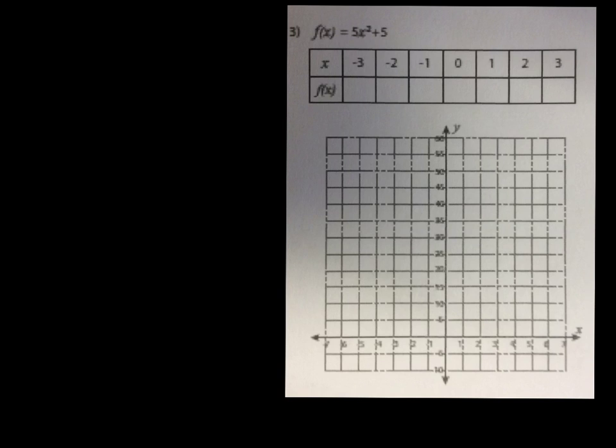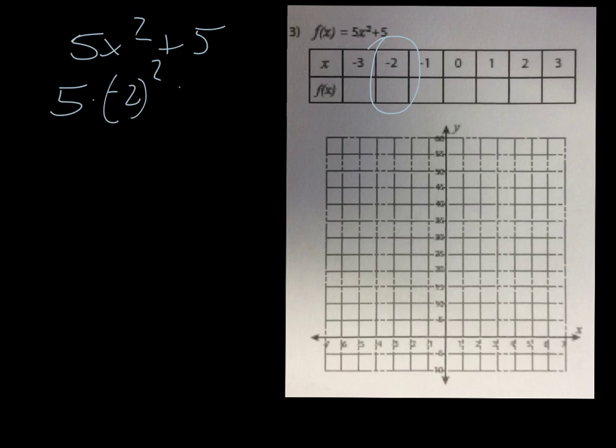There's the second one. And we're going to do the same thing. I'm going to show you a couple and then just fill in the numbers. So let's do this one here. I put in negative 2. So 5x squared plus 5. So that's going to be 5 times, my x is negative 2, so it's going to be negative 2 squared plus 5. Order of operations, 5 times 4 plus 5, 20 plus 5, or 25.